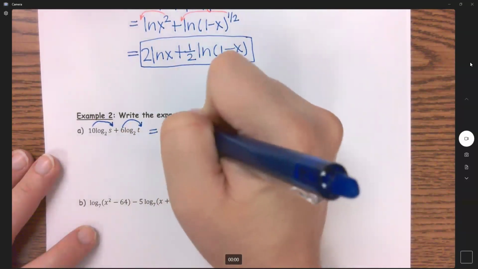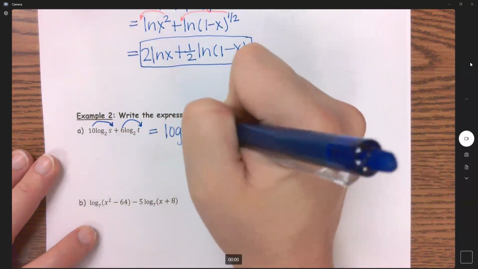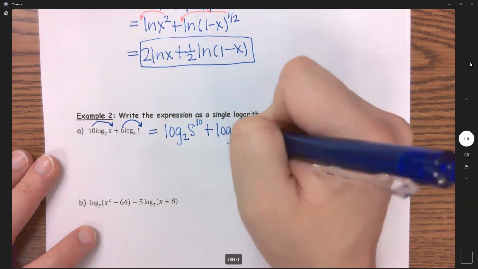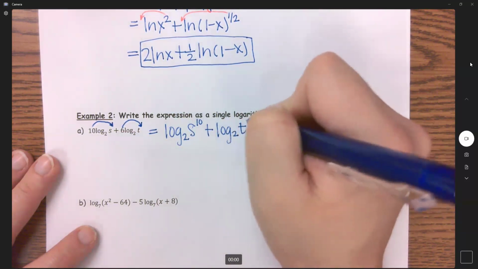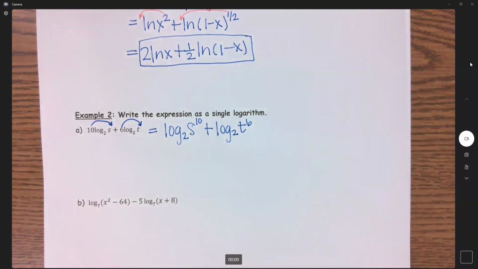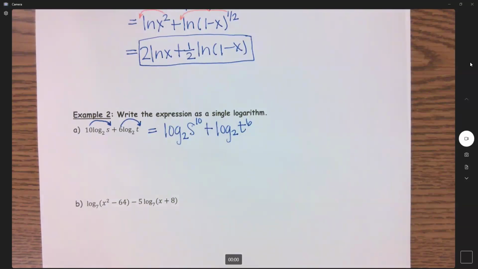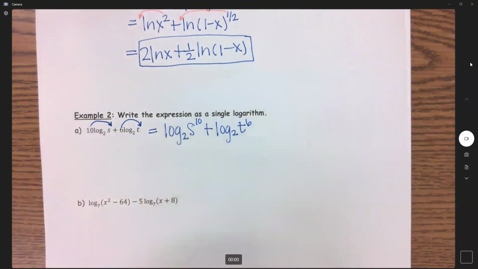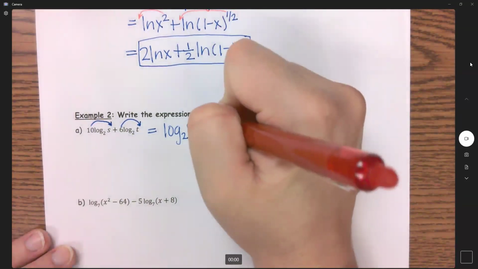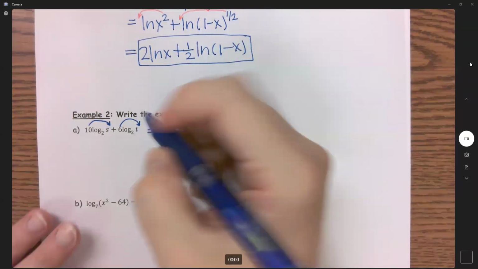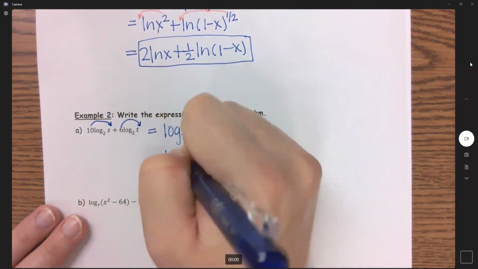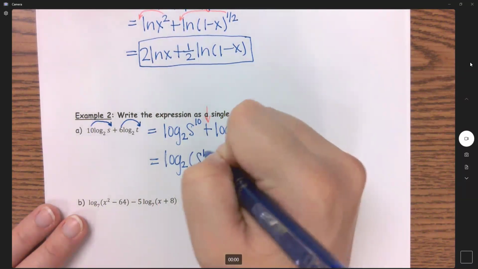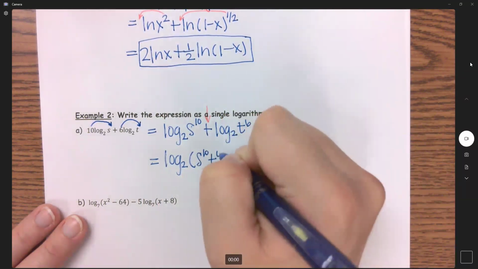So this is log base 2 of s to the 10th plus log base 2 of t to the 6th. Okay, now that I have moved those, because these are both log base 2's, and because this is a plus, plus is multiplication. So we have log base 2 of s to the 10th, t to the 6th.